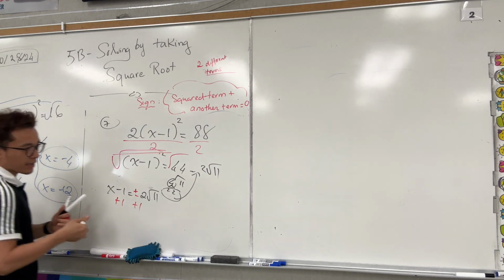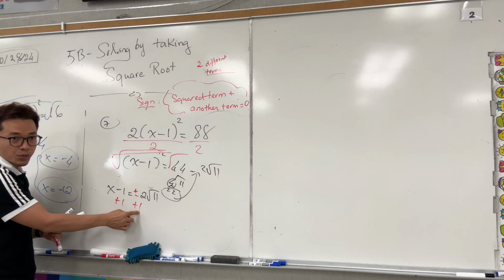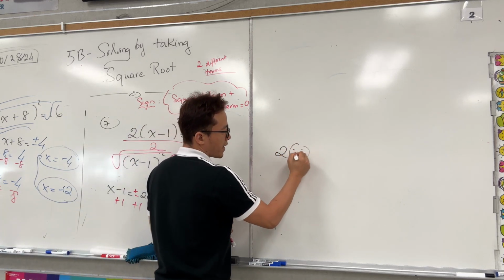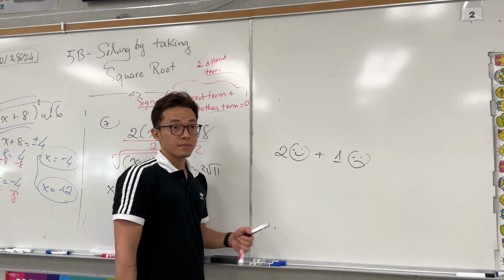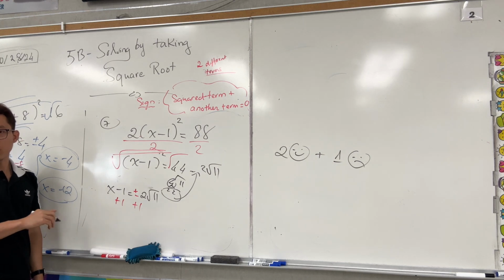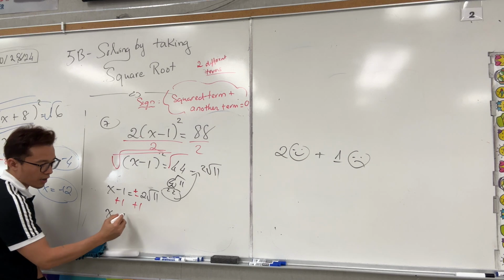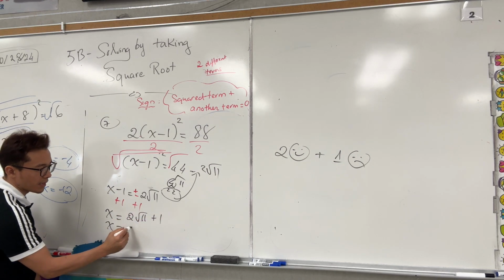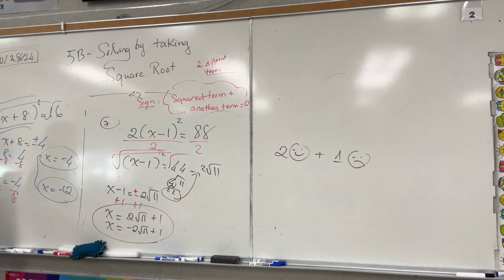You add 1. Now let's talk about this. A lot of you try to say, oh, 2 plus 1 is 3. You cannot do it, right? For example, I have 2 smiley faces. I add 1 frown face. Can you add them? No, right? So just keep them the same. It's going to be x equal to. I saw a lot of you write 2 square root of 11 plus 1 and negative 2 square root of 11 plus 1. That's correct. That's full points.